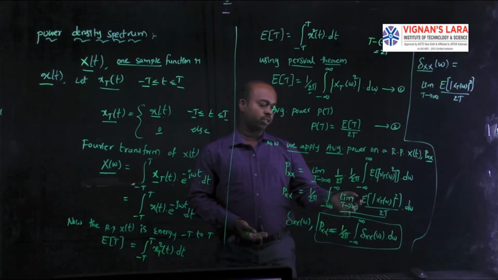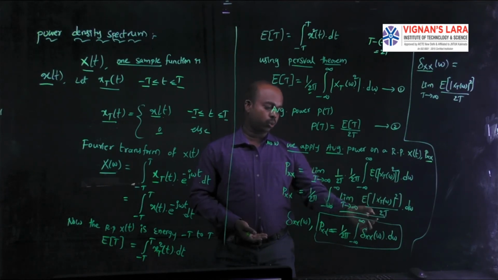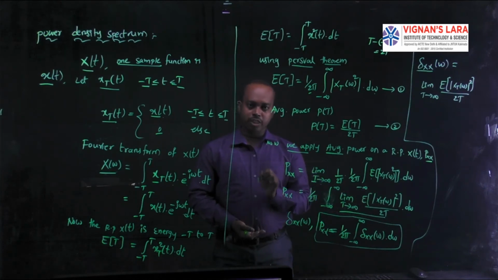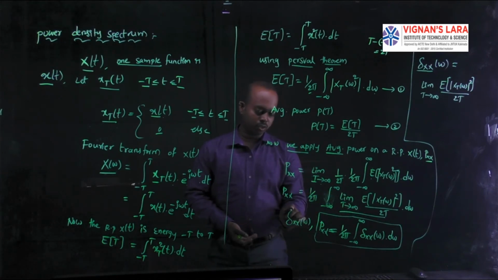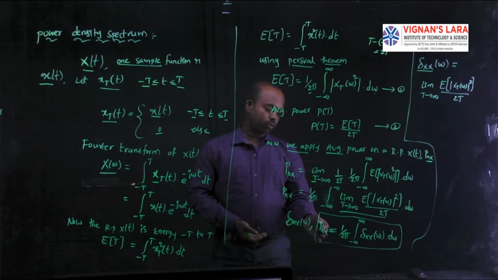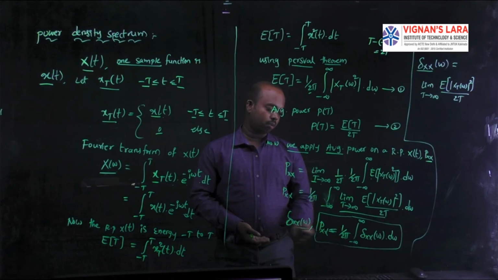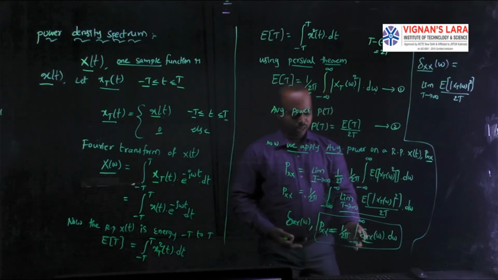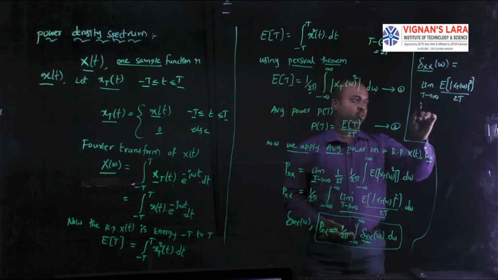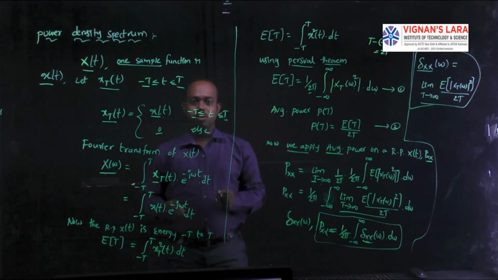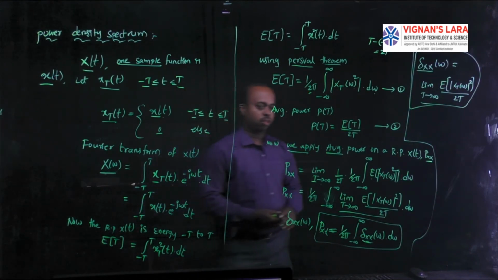Those are the limit tending to infinity of the expectation of X_T of omega whole square by 2T. This function we call the power spectral density or power density spectrum. The power density spectrum we represent with S_xx of omega. That is represented in terms of power. The power density spectrum is this equation, and its equivalent value can be represented with its equivalent notation. This function we call the power density spectrum. This is the derivation part, how to derive the power density spectrum.